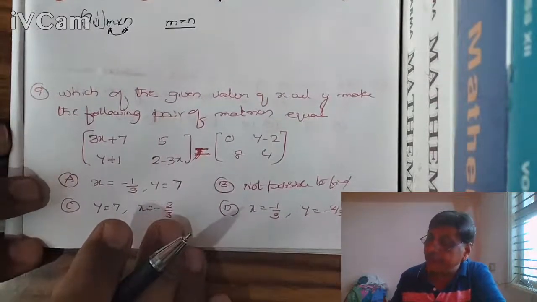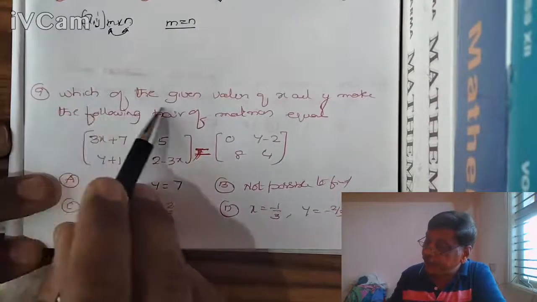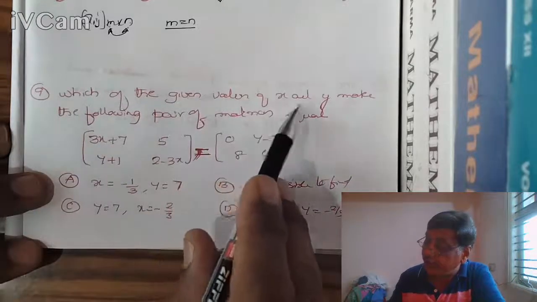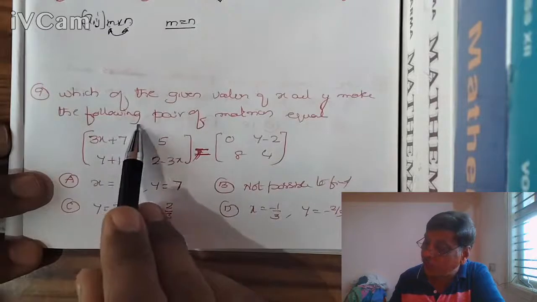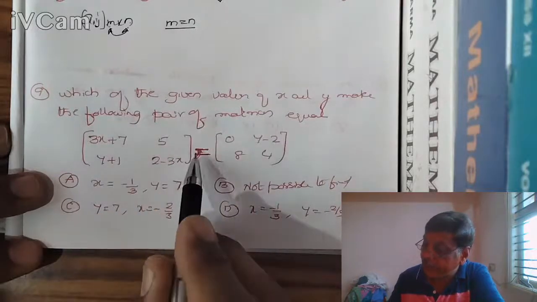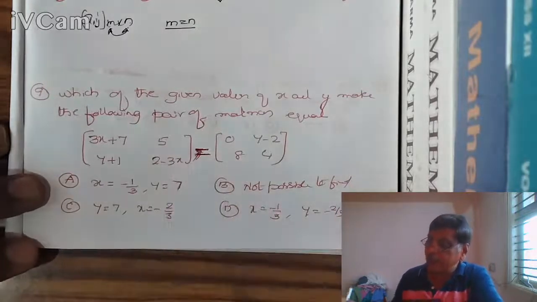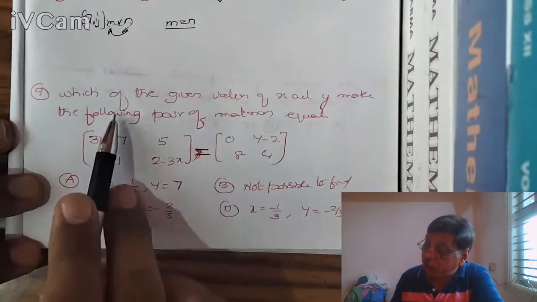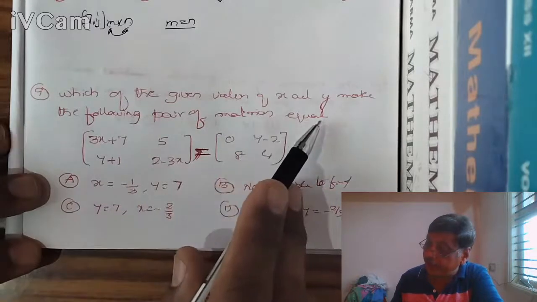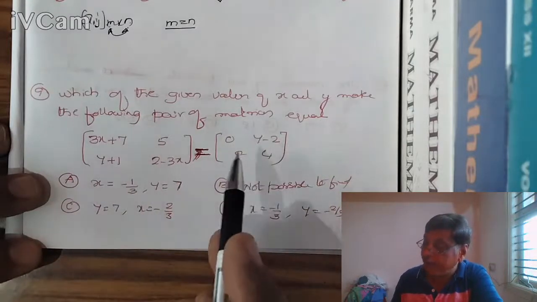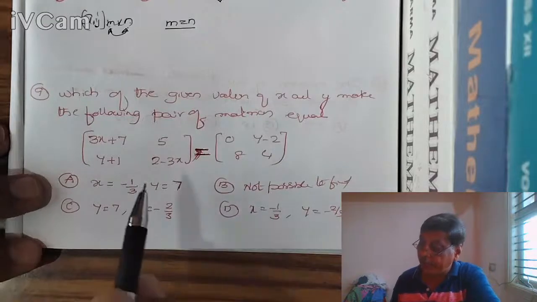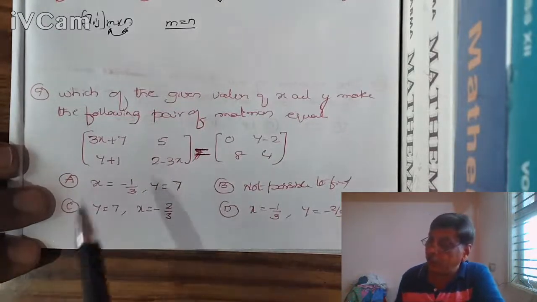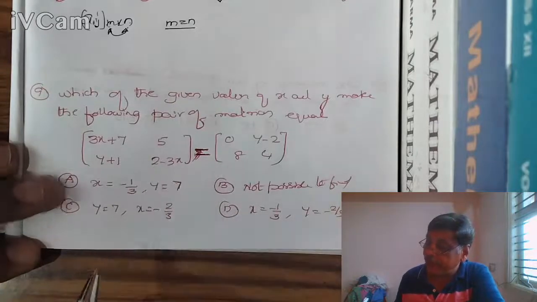Okay, next, question number 9. Which of the given values of x and y make the following pair of matrices equal? Here two matrices are given, which I can take as an equality. So for which of the following values of x and y do the following pair of matrices become equal? Okay, four options are given like this. Let us find the values of x and y.